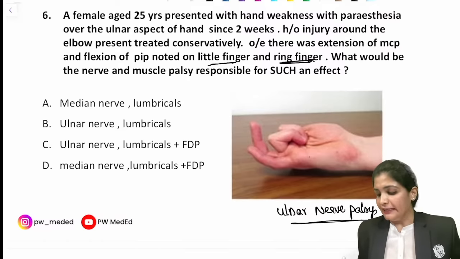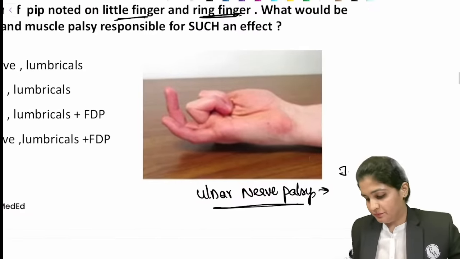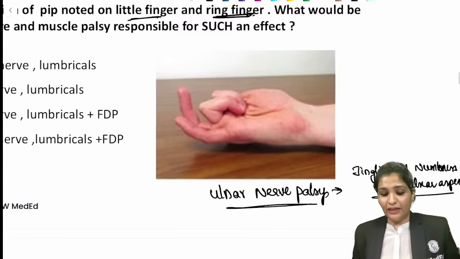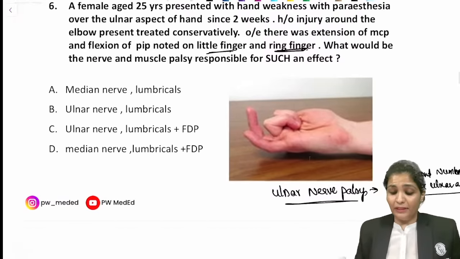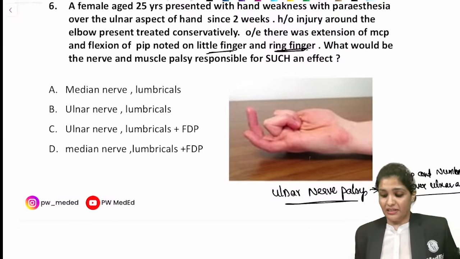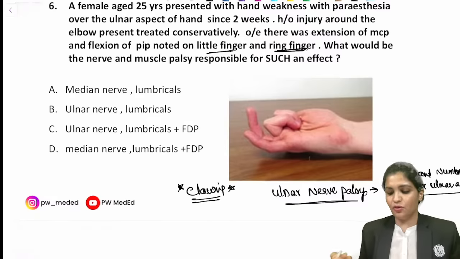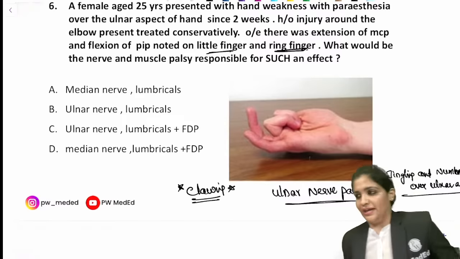As there is tingling and numbness which is present over the ulnar aspect, that means it is your ulnar nerve palsy. So in ulnar nerve palsy, now what would be the nerve and muscle palsy responsible for such an effect? If it was ulnar nerve palsy, then it should be a claw, right? But here there is no clawing. If you can observe, there is no clawing seen. So what is that effect called?